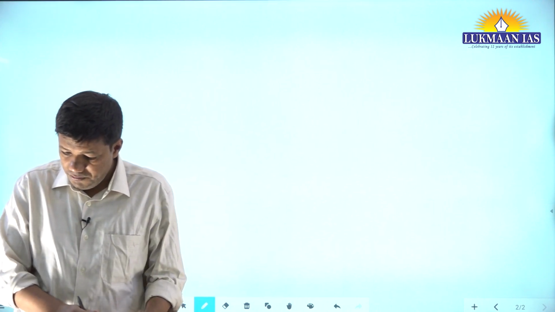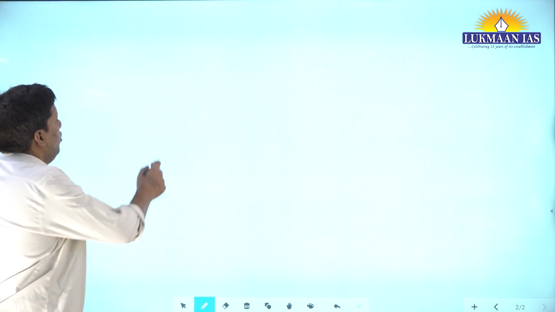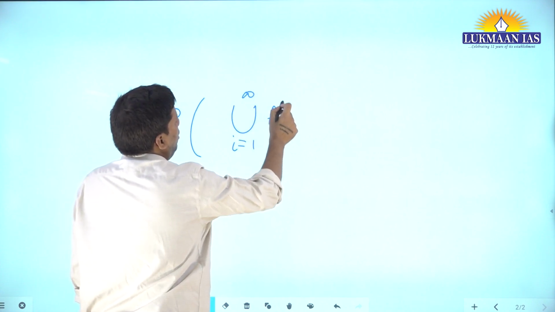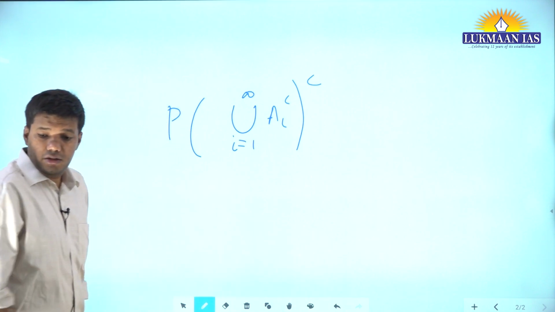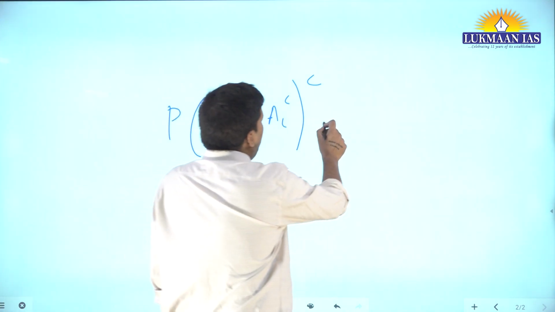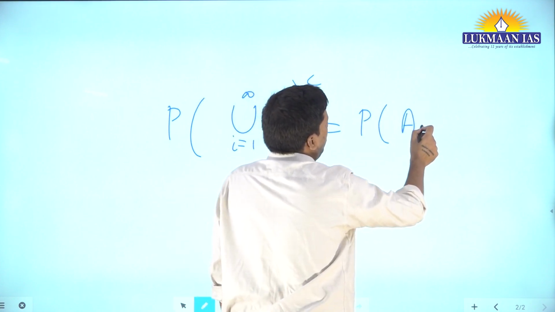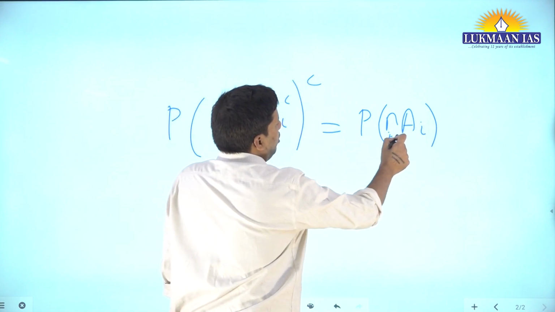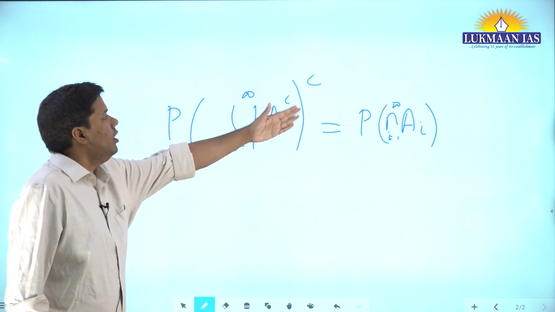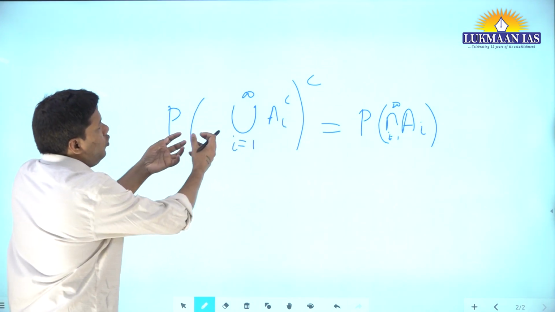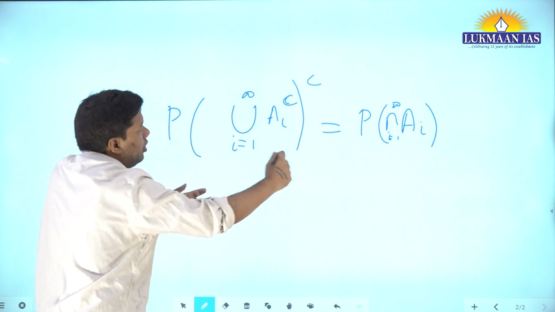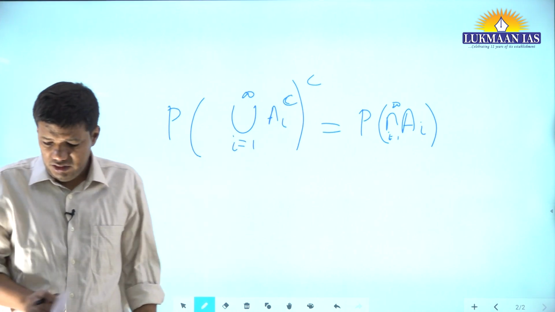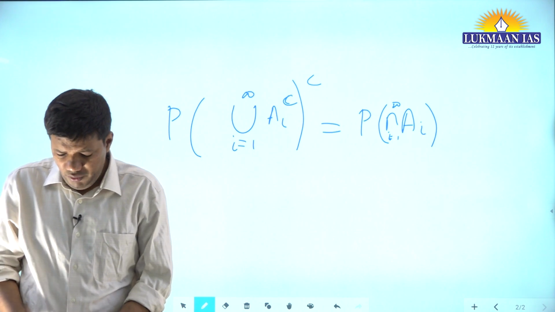One more thing you can note down. Probability of union of Ai complement, i equal to 1 to infinity, is equal to probability of intersection of Ai, again i from 1 to infinity. Simply, what you have taken is double complementation, right? So you are taking union of A1 complement, A2 complement. You took the complement, so it becomes intersection of all those. Fine. Now, given this background, what can we do?